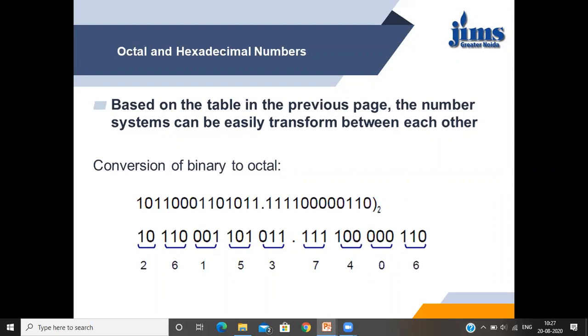What we need to do is make groups of 3 bits starting from the decimal point to the left hand side and from the decimal point to the right hand side. Left hand side is the integer part and the right hand side is the fraction part. So we can directly convert. We need not do any mathematical manipulation, either multiplication or division. We can directly convert a binary number to an octal number. So here the number is 26153.7406 base 8.